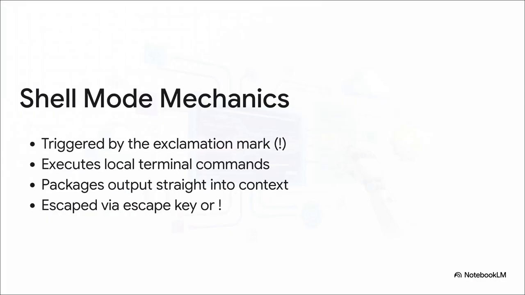While that light blue border is active, anything you type is executed as a local terminal command. So say you type ls to list your directory contents. The CLI runs it, but instead of just printing the result to your screen and losing it to the void, it packages that exact directory output straight into your chat history as context. The AI instantly knows what files you're looking at. And remember, you stay locked in this highly useful shell mode until you manually toggle back out by pressing the exclamation mark again, or just hitting the escape key.